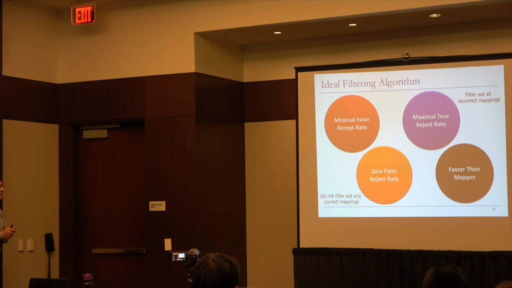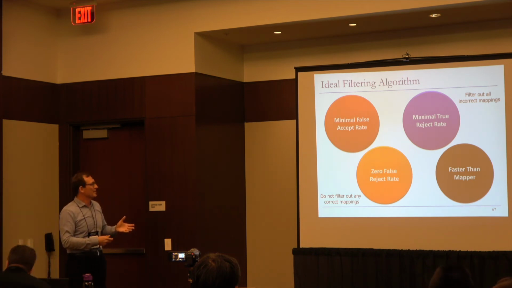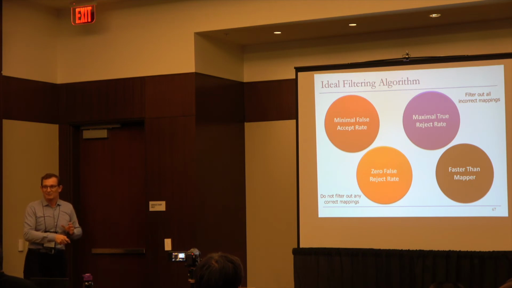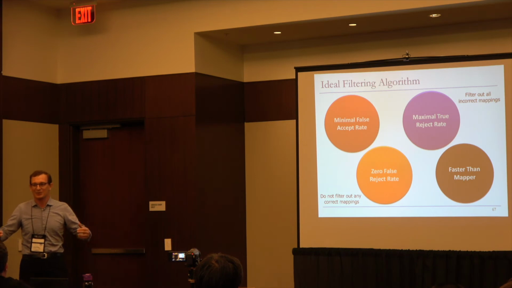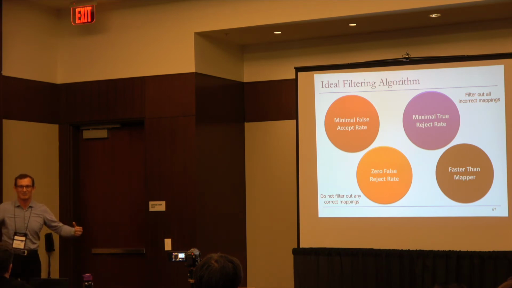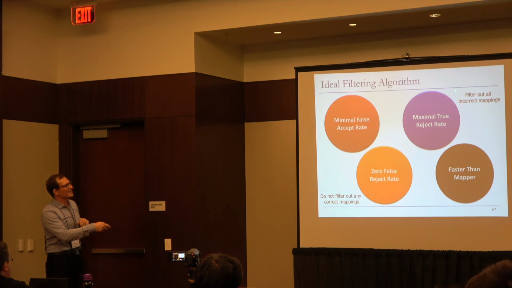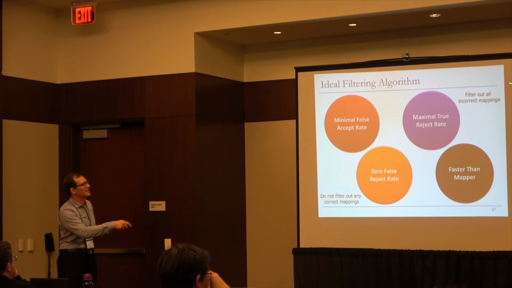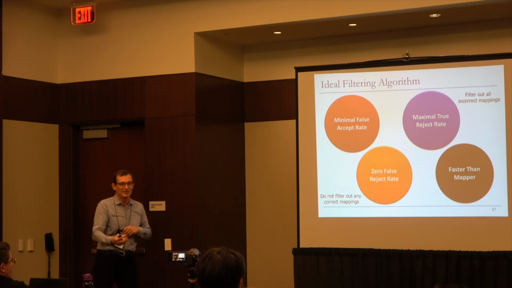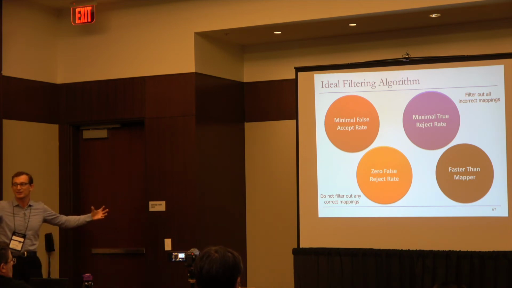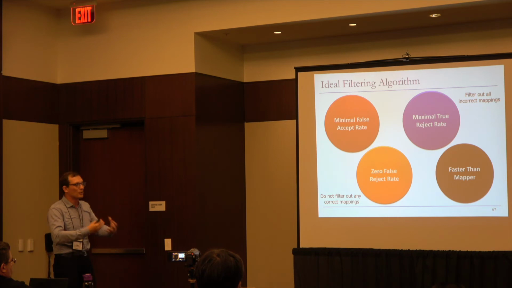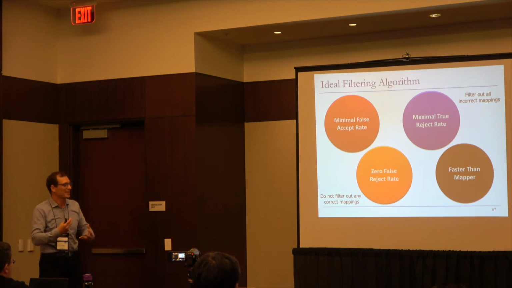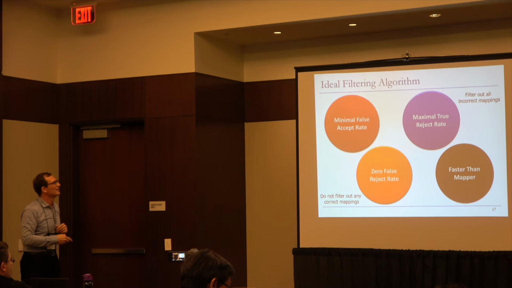So how do we actually improve it? The ideal filtering algorithm should not filter out any correct mappings, clearly, and should filter out all incorrect mappings. And if you actually do that, you don't have a filtering algorithm anymore, that's an alignment algorithm. So usually these are not perfect, but you want to get as close to the ideal as possible. Of course, while you're doing that, the filtering algorithm should be much faster than the mapper itself, because if you spend a lot of time on filtering, you may slow down your entire mapper, even though your alignment cost may be reduced.